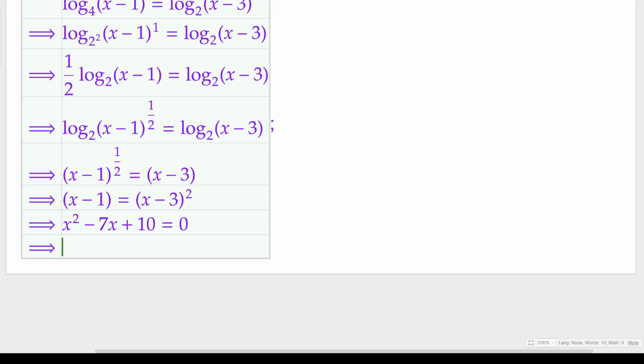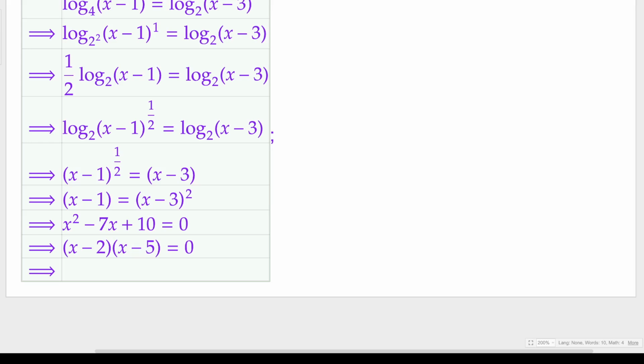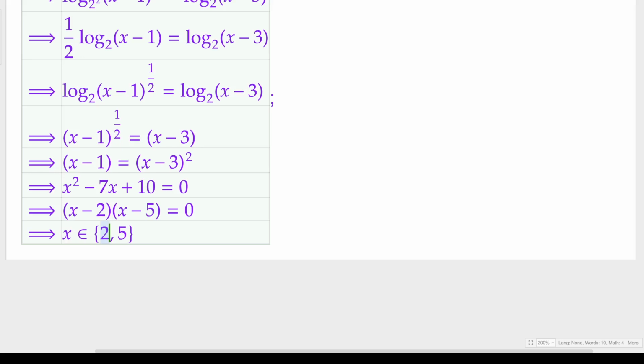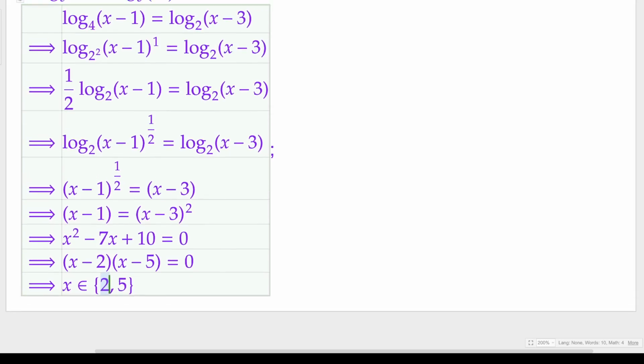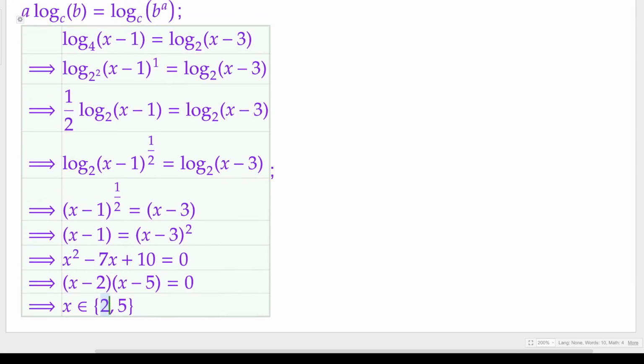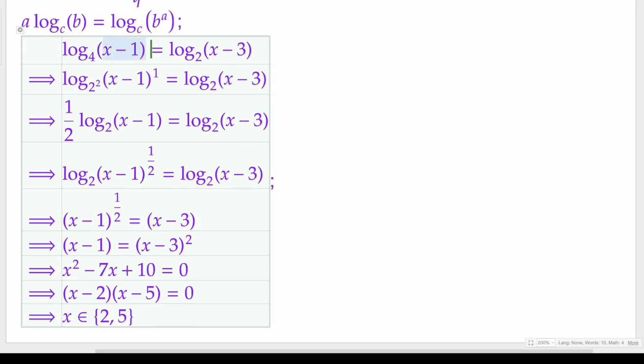This quadratic can be factorized, with 7x written as 5x plus 2x. So this would be x minus 2 times x minus 5. These are the two factors, and on resolving this we get x belonging to the set, one will be 2 and the other will be 5. Now if you observe, this 2 must be rejected. Why? Because 2 minus 1 in this logarithmic factor is negative 1, and in the argument we cannot keep negative 1, so 2 should be rejected, right?